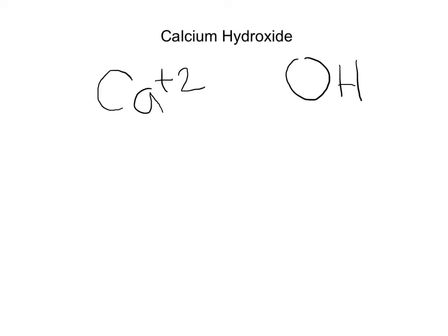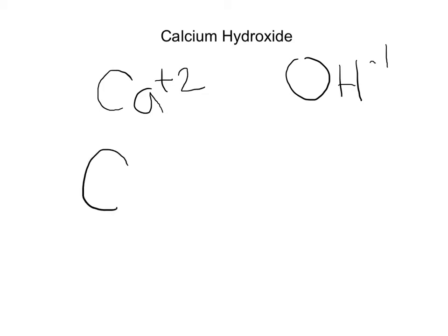So first what you do is you write out what each of the elements' charge is. So calcium has a positive 2 charge, and hydroxide is a polyatomic ion, and so you just have to know what charge it is, and hydroxide is a -1 charge. So as you can see, these aren't equal, so this doesn't equal a 0 neutral charge, so you have to try to find the common factor of the two to make it equal.